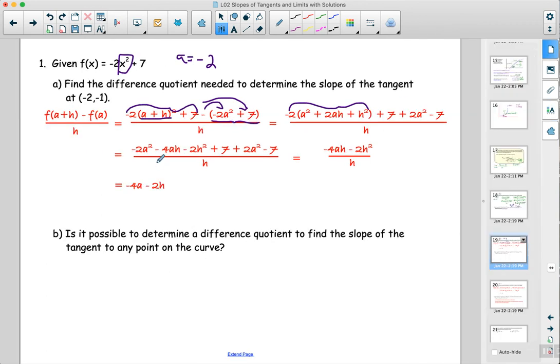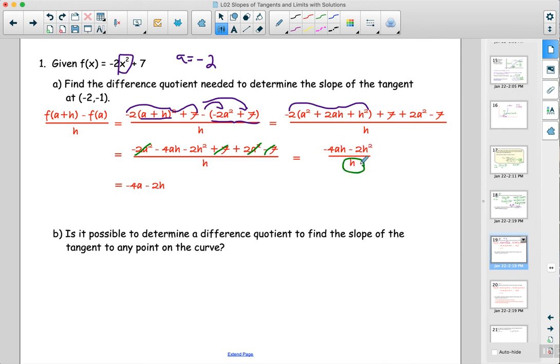So if you've done it correctly, any terms that don't have an h, this doesn't have an h, and it has an additive inverse. This doesn't have an h, and it has an additive inverse. That can be your check, because if that doesn't work out nice, you've done something wrong. What I'm left with are these two terms, negative 4ah minus 2h squared, and notice they're both divisible by h.